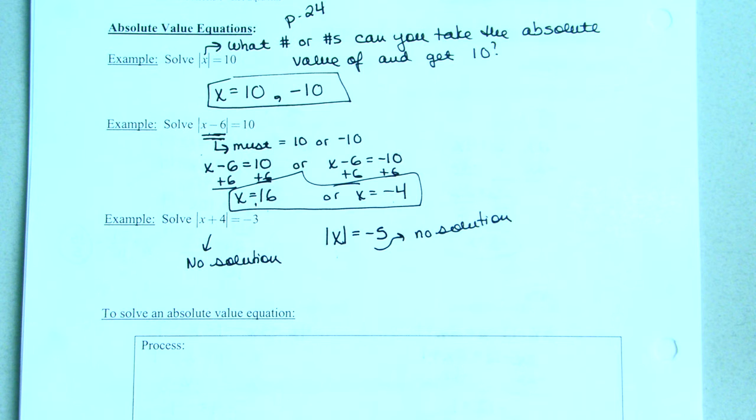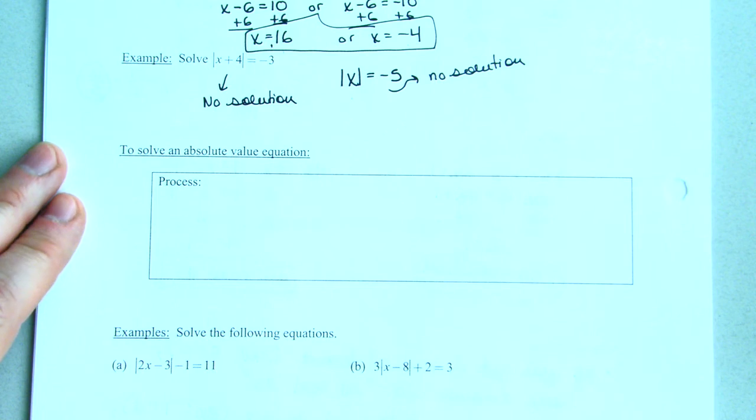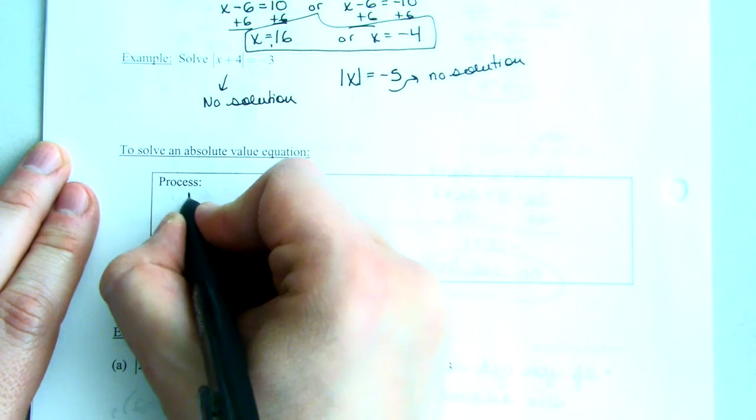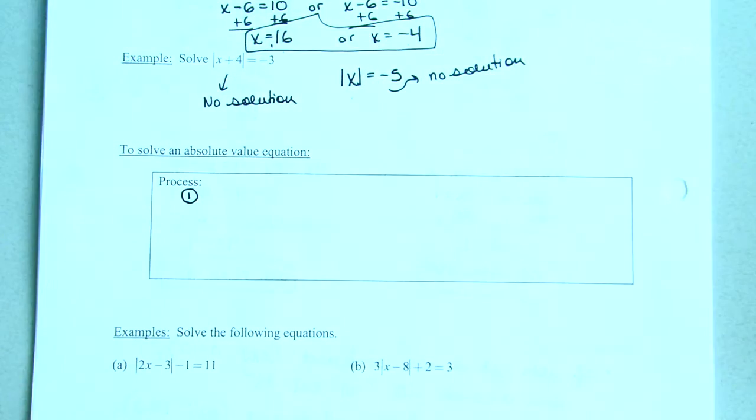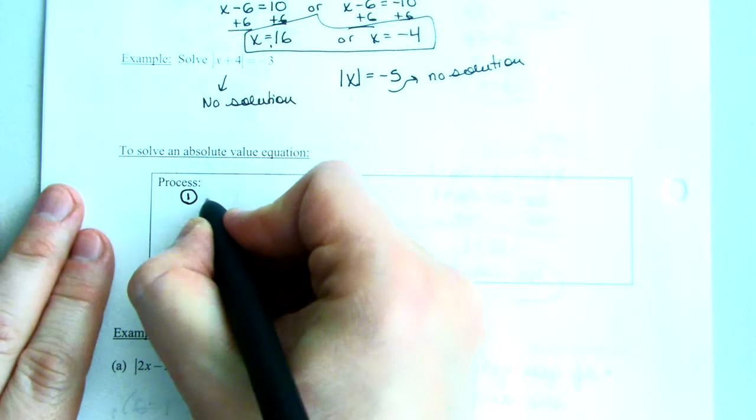To solve an absolute value equation in general, I think you can see on the bottom of the page we have some slightly more complicated equations. Here's what we need to do in general. Step number 1, we need to go through some algebra to get the absolute value bars by themselves.